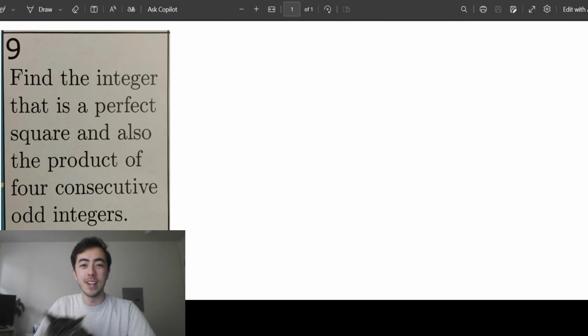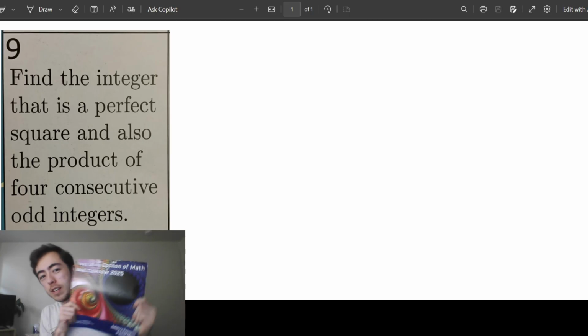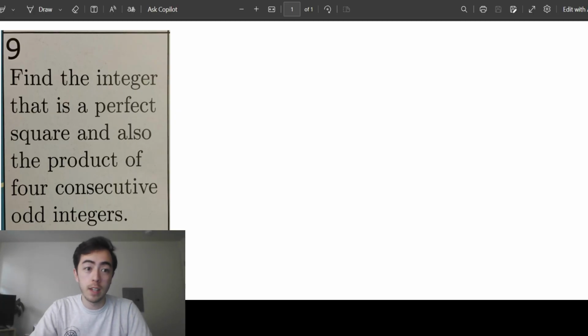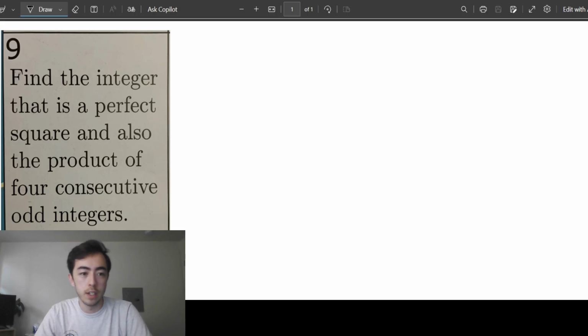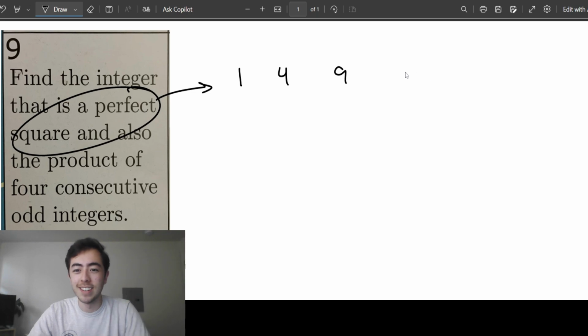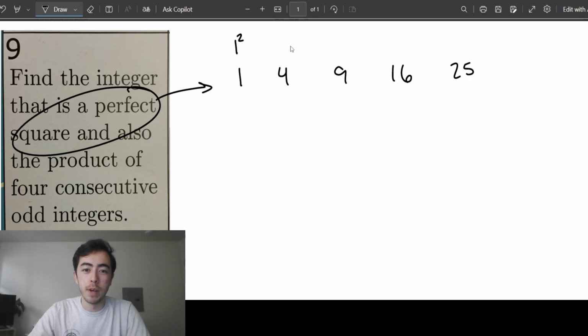Today is November 9th, and we're solving problem 313 from the Daily Epsilon calendar. We should show why the answer today is 9, because that's today's date. We just need to find the integer that is a perfect square and also the product of 4 consecutive odd integers. Got it. So perfect squares are like 1, 4, 9, that's today's date, 16, 25, and so on. They are just produced by squaring our natural numbers.